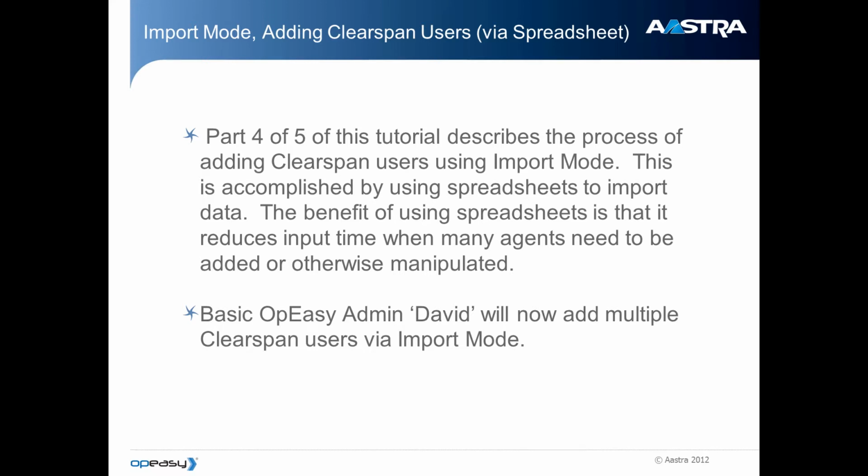Import Mode, Adding Clearspan User via Spreadsheet. This is part 4 of the 5-part tutorial describing the process of adding Clearspan users using the import mode. This is accomplished by using a spreadsheet to import the data. The benefit of using a spreadsheet is to reduce the input time when many users need to be added or otherwise manipulated. Basic OpEasy Administrator David will now add multiple Clearspan users via the import mode.